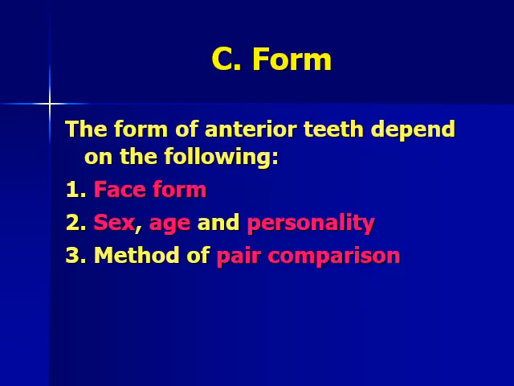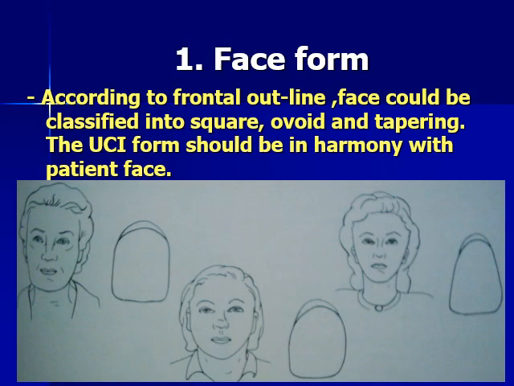Now, the form of the anterior teeth depends on the following: the face form, sex, age, and personality, and finally the method of pair comparison as in the previous factor. For the face form, in this figure we can see different face forms: square, oval, and tapered. This is from the frontal view, where the face can be classified into square, oval, and tapered.